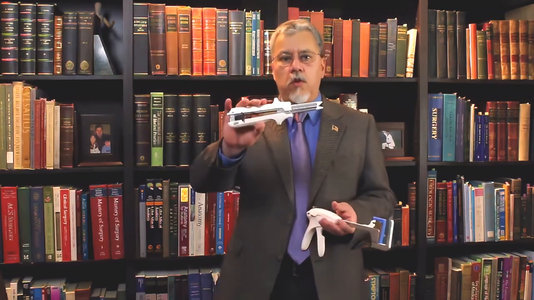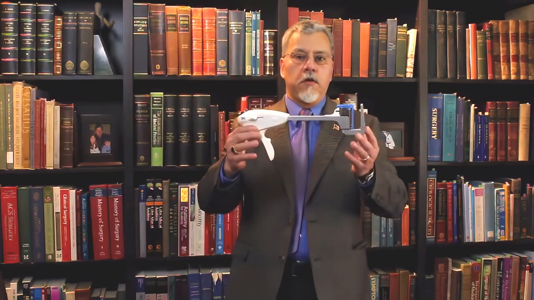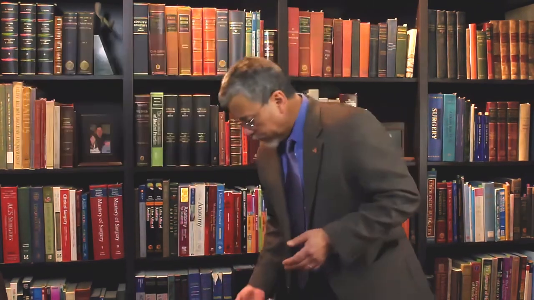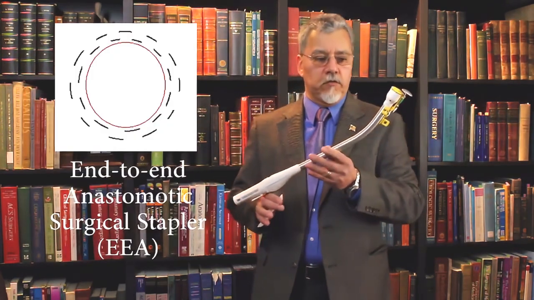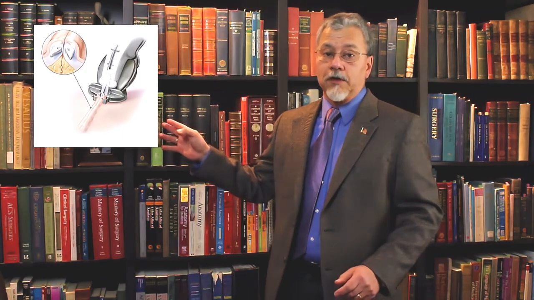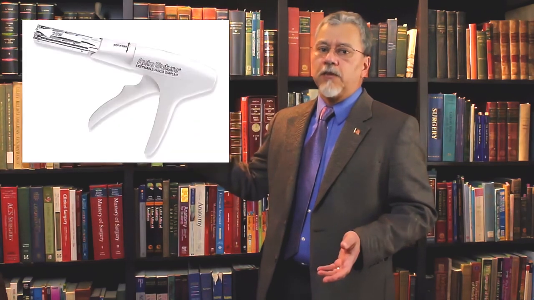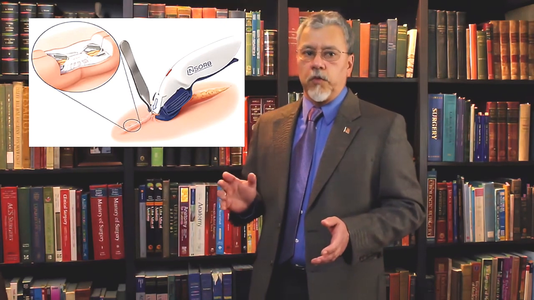There are 4 types of surgical staplers in use today. 3 are internal and 1 is superficial or for skin. The internal ones are 1. The linear cutter, 2. The linear stapler, and 3. The circular stapler or end-to-end anastomosis surgical stapler. The 4th group are the skin staplers, and skin staplers come in different shapes and sizes, but basically all they do is close a superficial wound.